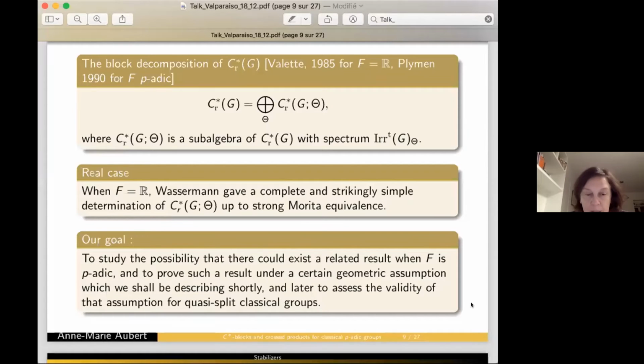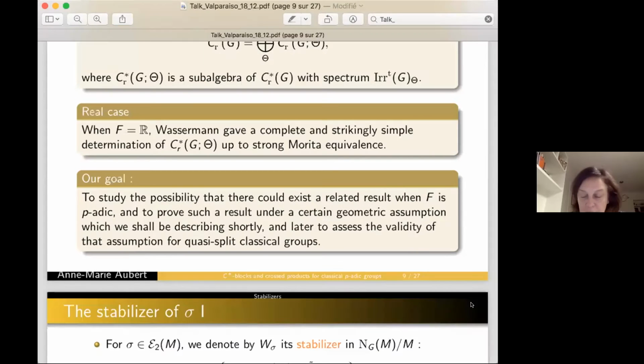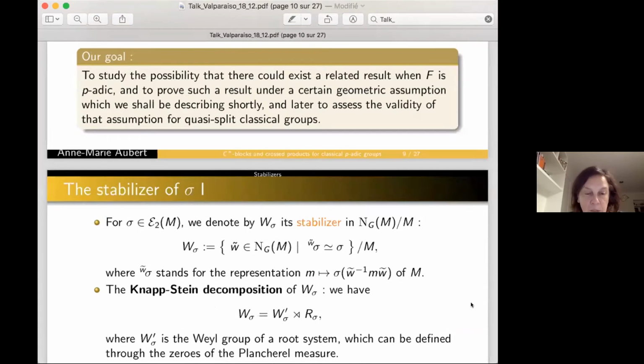So for real groups, Wassermann in 1987 actually described this algebra in a confounding note, and the proof was announced in the note, but after that it did not appear. And so we'll see that it is a consequence of our result. But to explain this, I need to introduce more material, and so this is what we do now.